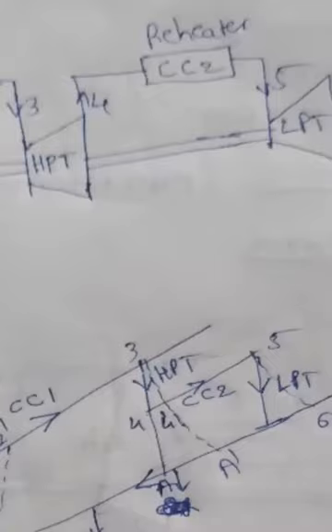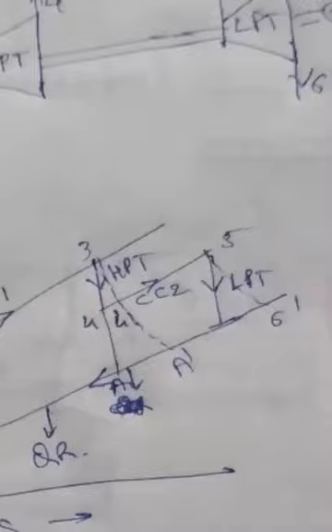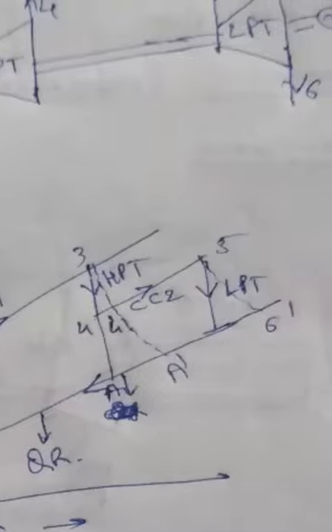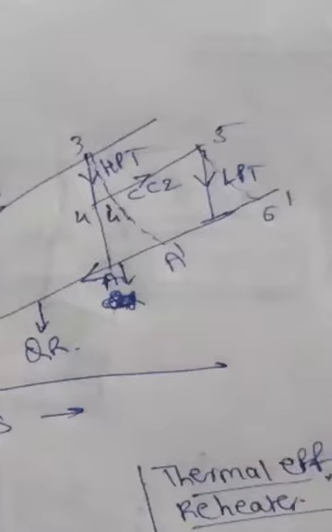Again, 5 is the inlet for the low pressure turbine, and 5 to 6 is expansion. 5 to 6 is not written here, please note it down. This is an ideal case. After the 5 to 6 expansion, the exhaust goes to the atmosphere. Then 6 to 1, you can note down, this is point 6.